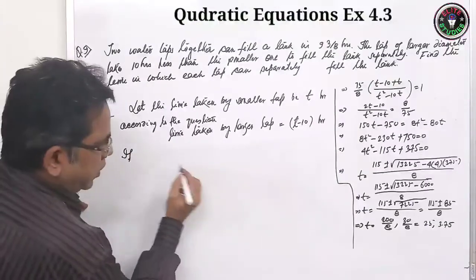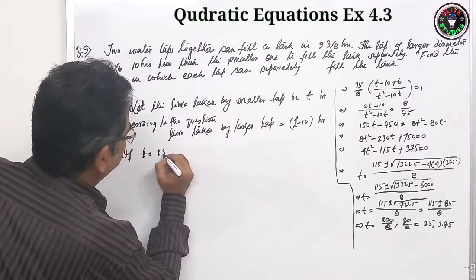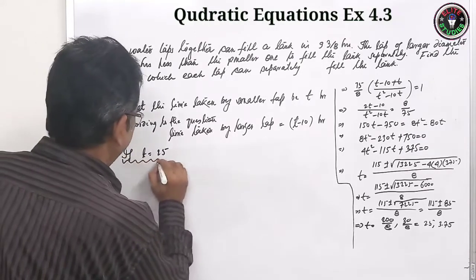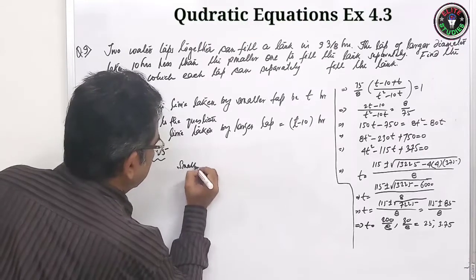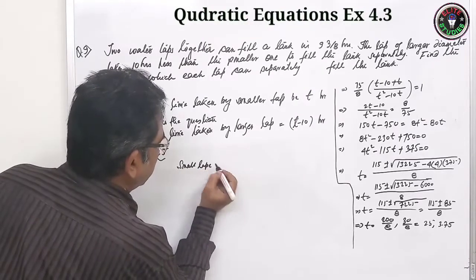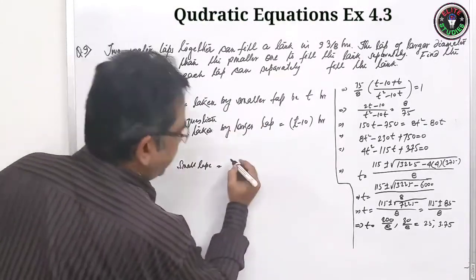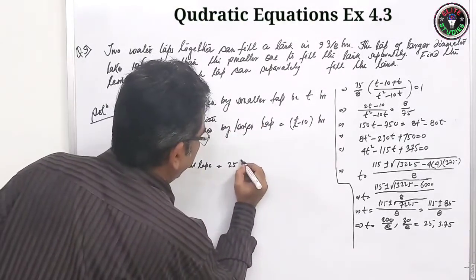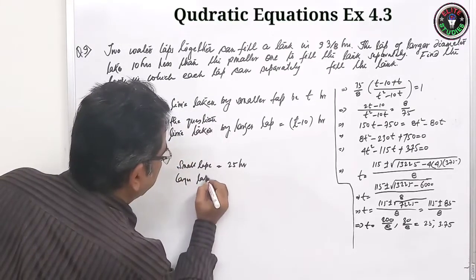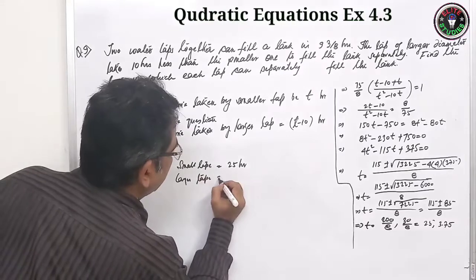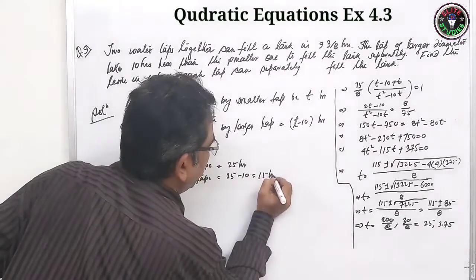If t is equal to 25, then the time for the smaller tape will be equal to how much? 25 hours. And the larger tape will be equal to 25 minus 10, which is 15 hours.